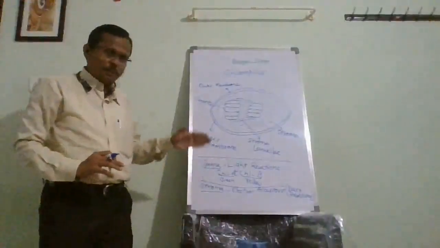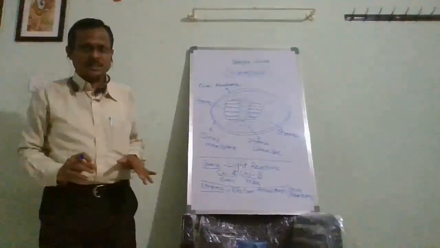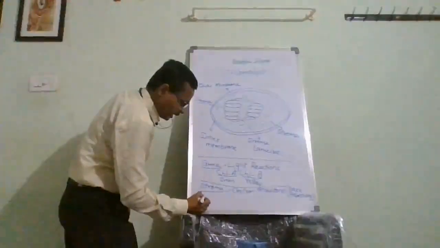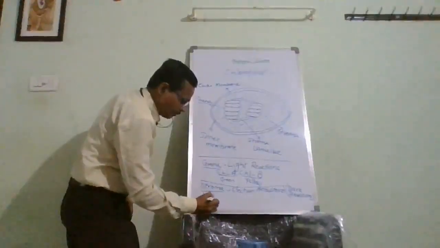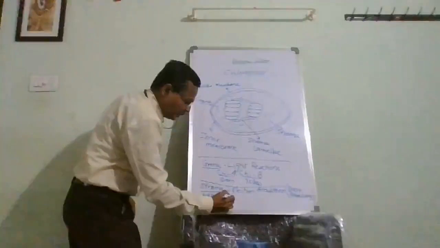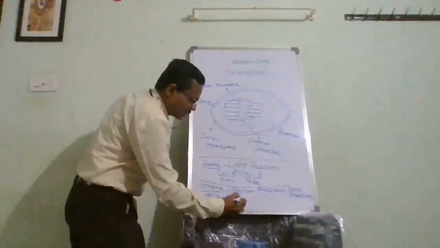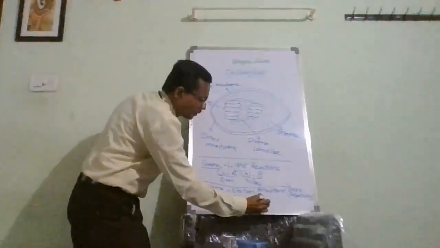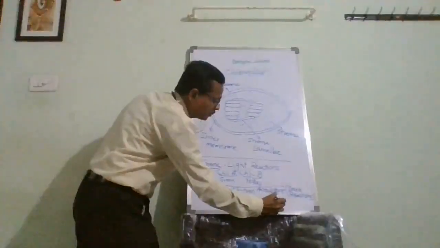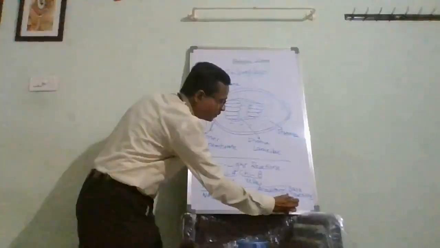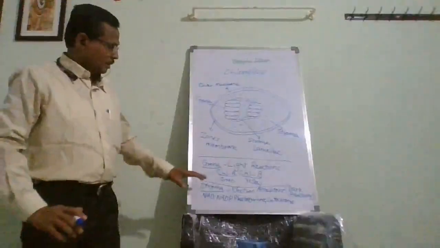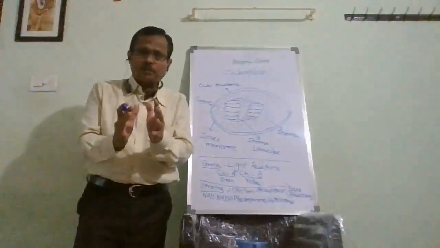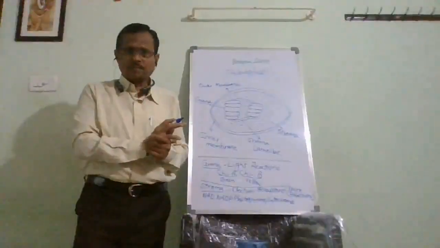Now, because of the presence of several electron acceptors such as cytochrome, NAD, NADP, plastoquinone, cytochrome, etc., this stroma is capable of performing the act of dark reactions.